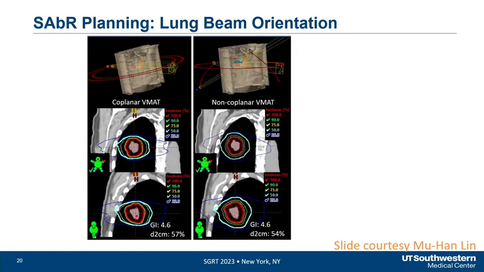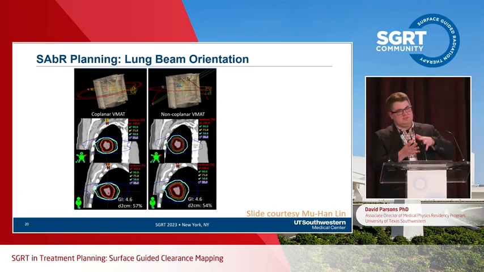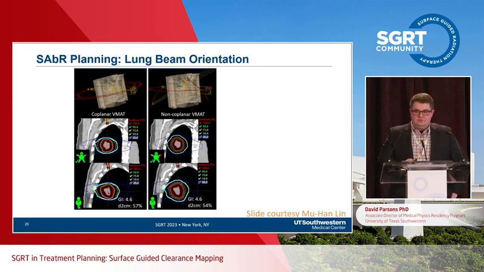We can then expand that and look at what happens if you took one of those coplanar arcs and made it non-coplanar, and how that would affect the treatment. You can see axially the 50% of the dose is starting to compact and expand a little bit more superior-inferior, but the gradient index hasn't really improved much. We just decreased the spillage outside of that 2 cm sphere.